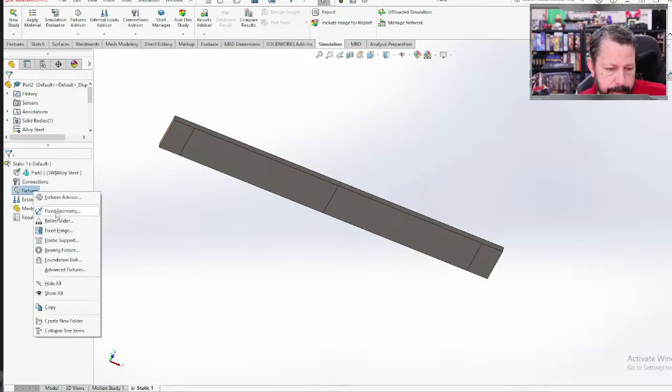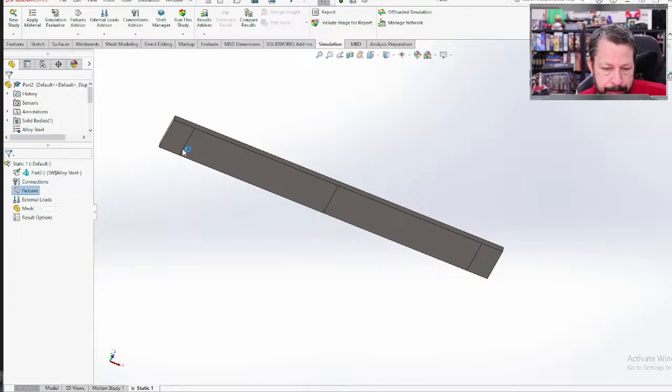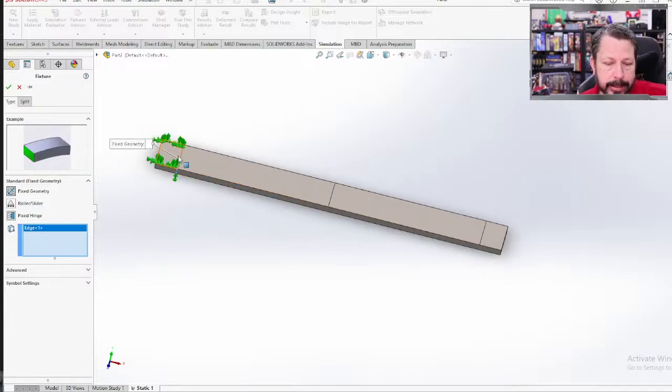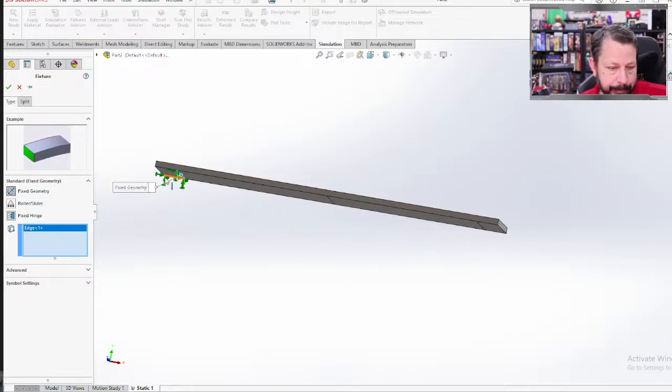So fixture, there is actually a fixed hinge, but I'm just going to do fixed geometry, and I'm going to fix that line. So that's why I added that split line. The one on top here, I actually don't need. It's just a relic of having created that bottom split line with a plane and selecting this top part to create this top where the load's going to be. So I don't actually need that line, but it does exist.